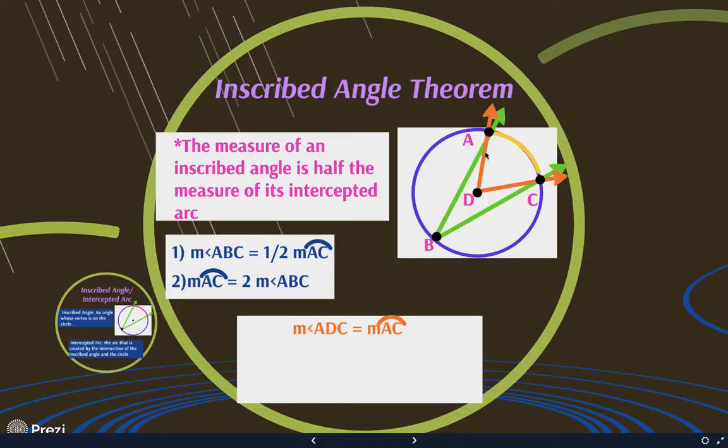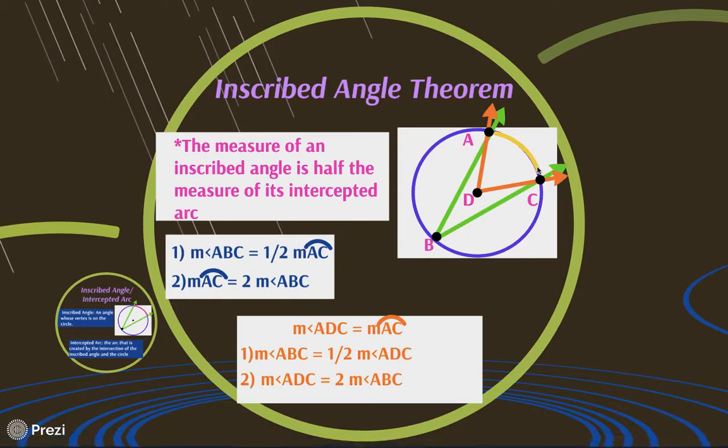Knowing that, since the arc is the same measure as the central angle, we can compare the relationship between the inscribed angle and its intercepted arc to the inscribed angle and the central angle. Since the central angle and the intercepted arc are the same, that means if you have a central angle that intercepts the same arc as an inscribed angle, like angle ABC and angle ADC, they both intercept arc AC. So they both have arc AC running through the angle.